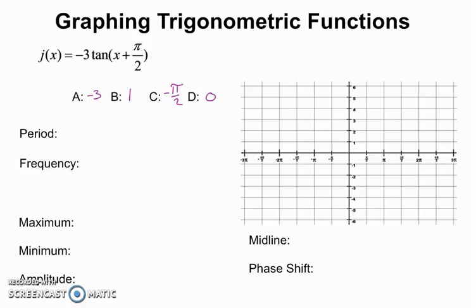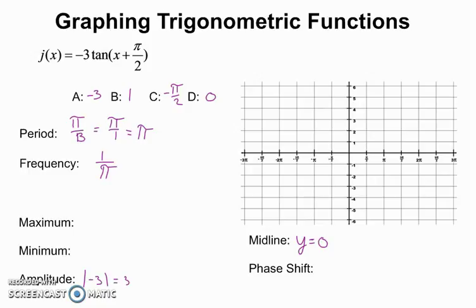Okay, so our period, now tangent is different than cosine and sine. The period is pi over b instead of 2 pi. So this is pi over 1, which is just pi. Frequency, still the reciprocal. Okay, let's get our midline. Y equals 0. Our amplitude is going to be the absolute value of negative 3, which is 3.